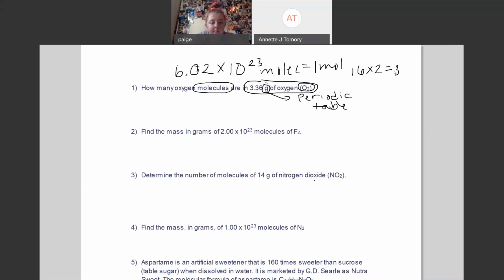16 times 2, that will be 32. 32 grams is equal to 1 mole, right? Because everything equals 1 mole. Yeah. Until we get to stoichiometry, which is next. Okay. So let's go back to the question. Now that we have our 2 conversion factors, we can look at the question. We have this conversion factor here with 32 grams per mole.